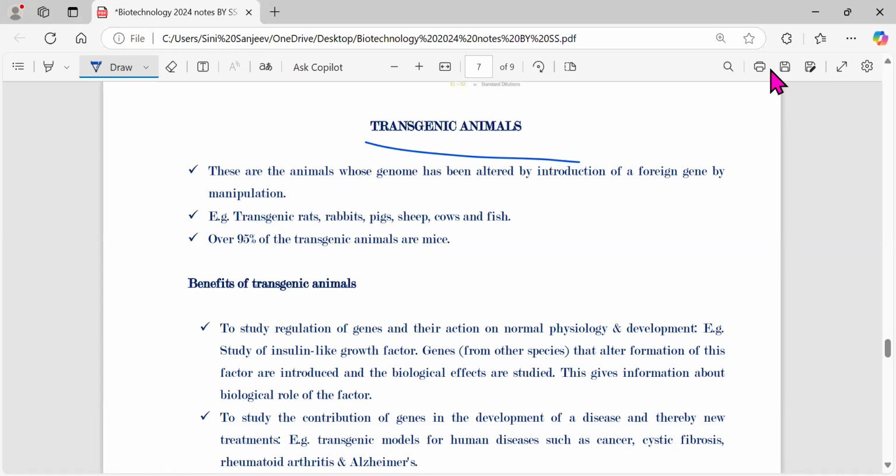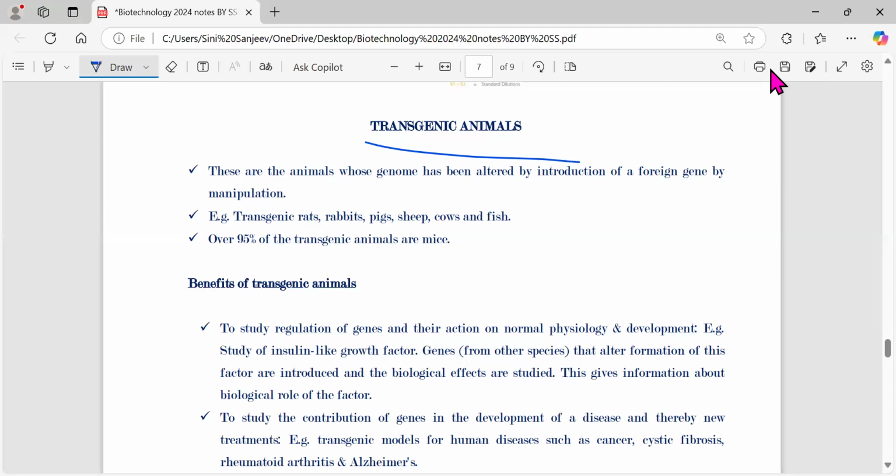Now there will be some animals, for example, you can take rats, rabbits, pigs, sheep, or whatever. These animals will be genetically modified so that they can carry an additional foreign gene. Now, what type of additional foreign gene will they carry, and what does it do?